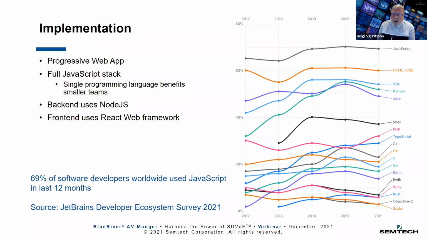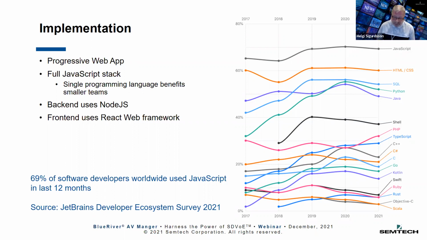Another thing is that we decided to write this entirely in JavaScript, both the front end and the back end. A web application has a front end and a back end. And that also supports smaller development teams. Having the ability to use the same programming language for the back end and the front end means one single small development team can do both parts.